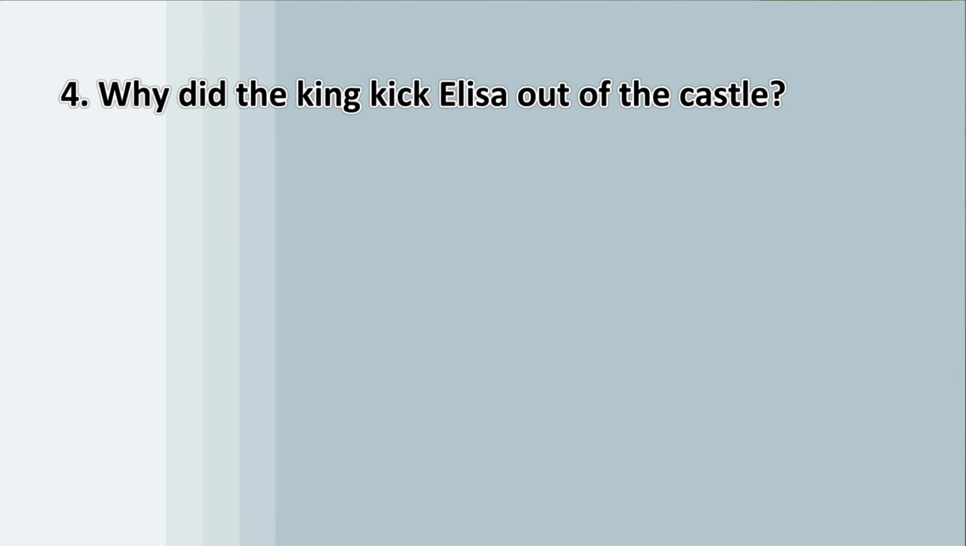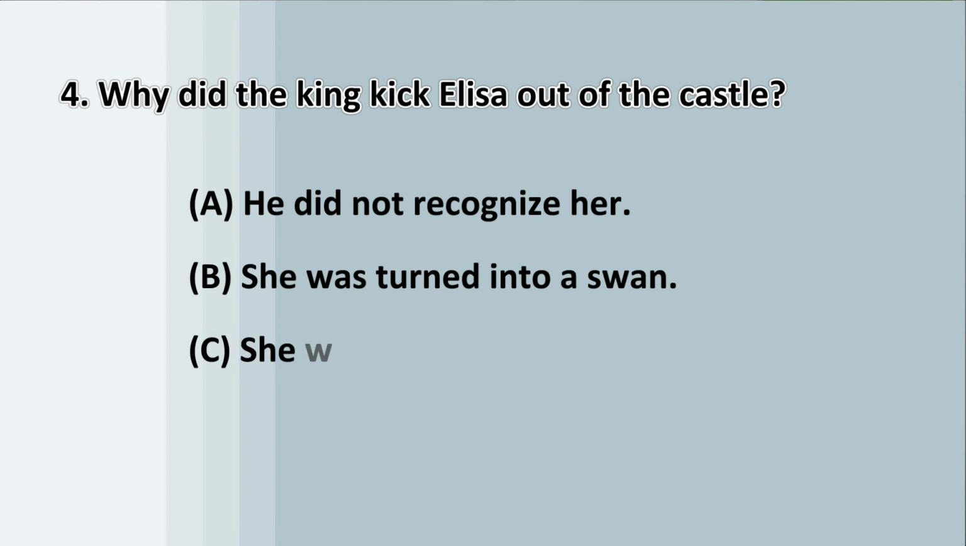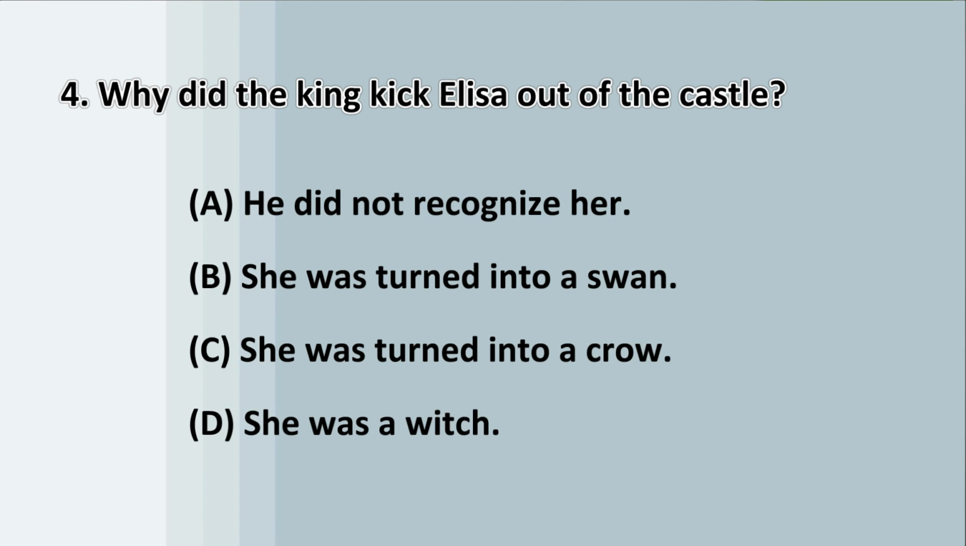Question 4. Why did the king kick Alyssa out of the castle? A. He did not recognize her. B. She was turned into a swan. C. She was turned into a crow. D. She was a witch. The answer is A. He did not recognize her. Remember the witch? She snuck into the bathroom and poured brown dye on her. And because of that, the king did not recognize his own daughter. What kind of father is that? She's just turned brown. Whoa, terrible.